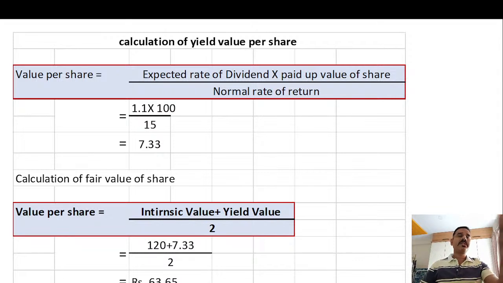Then 15%, instead of 15% you are writing a 15 only. The value you are taking, not percent. So like that you have to do the calculation. Value per share is 7.33.